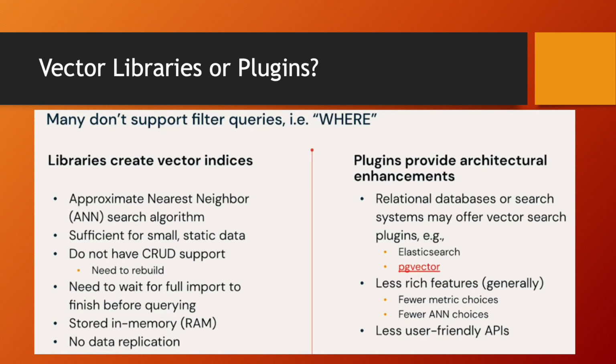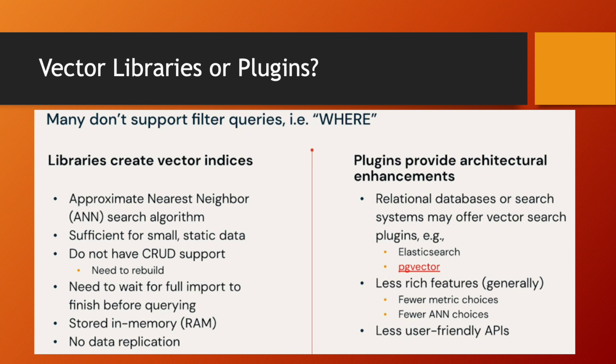So how do you compare vector libraries or plugins? Many don't support filter queries, for example, where. Libraries create vector indices with approximate nearest neighbor, aka ANN, search algorithms, sufficient for small static data. They do not have CRUD support, so we need to rebuild. We need to wait for the full import to finish before querying. They are stored in memory with no data replication.